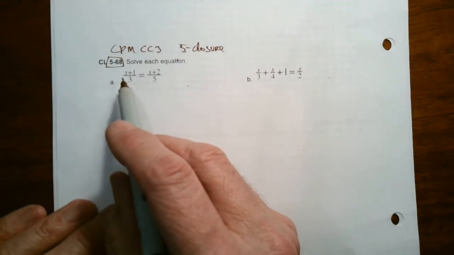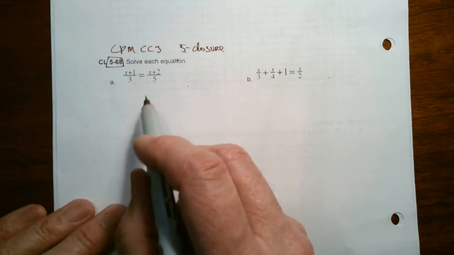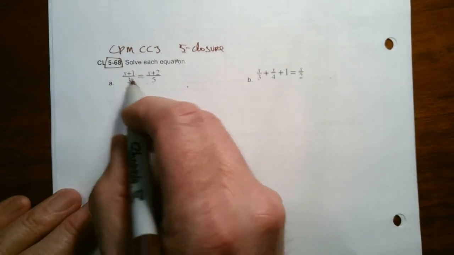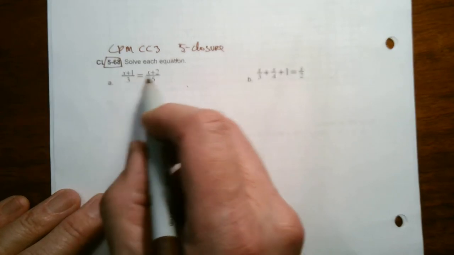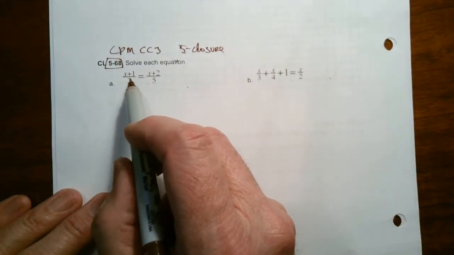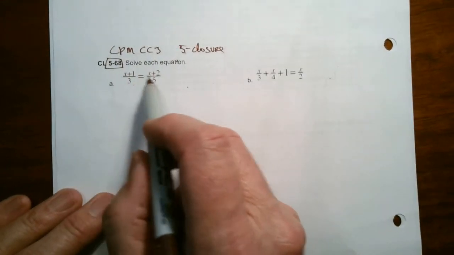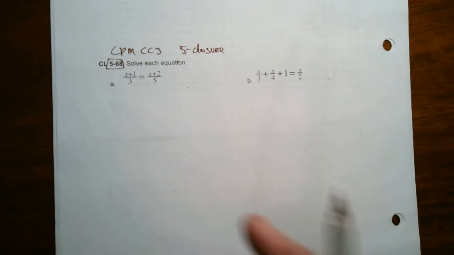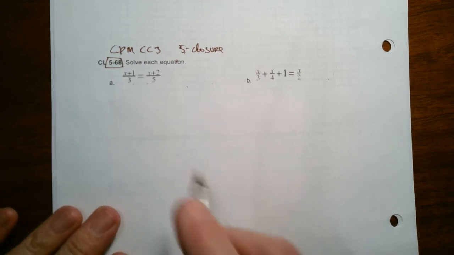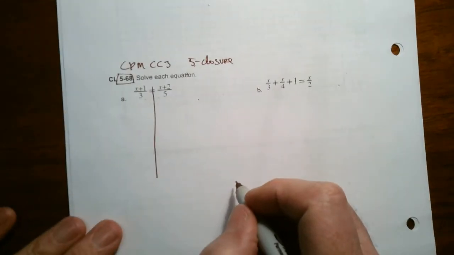The first one here is x plus 1 over 3 equals x plus 2 all over 5. I can play the game of just plugging in numbers until I find the number that makes this true. Does 2, does 1, does 6? But sometimes the answer is a fraction, and it could take forever to figure that out. So let's use fraction busters.